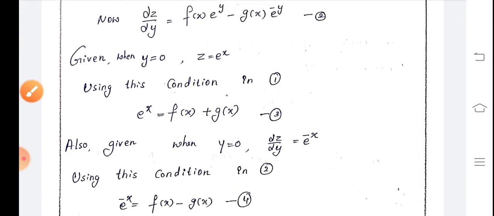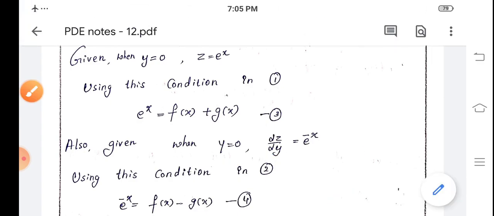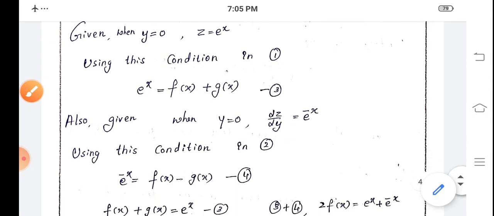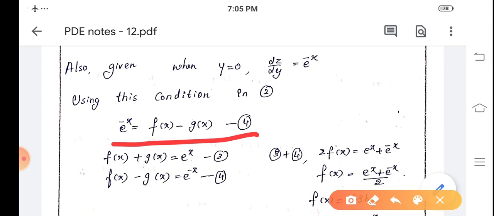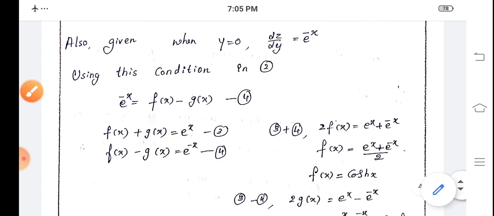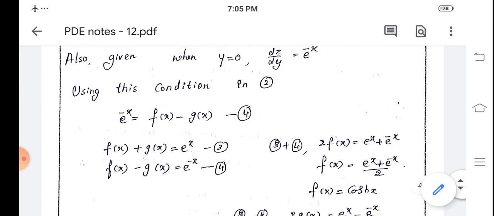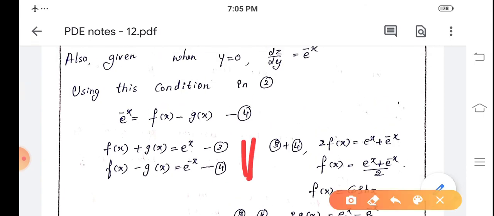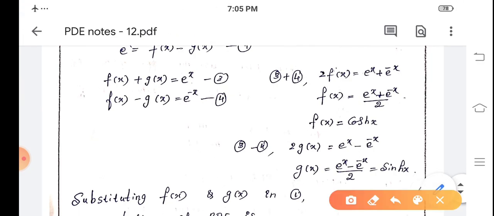Similarly, using the second condition, that is when y is equal to 0, ∂z/∂y equal to e^(-x), in equation number 2, we write e^(-x) equal to f(x) minus g(x). Now here we got two equations, that is f(x) plus g(x) is e^x, we'll take it as equation 3, and f(x) minus g(x) as e^(-x), take it as equation number 4. To find f(x) and g(x), we can solve these two equations.